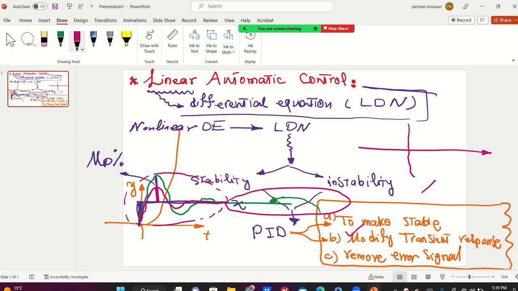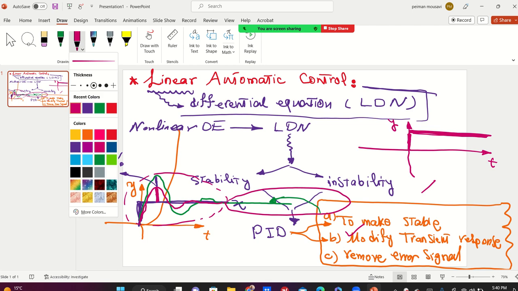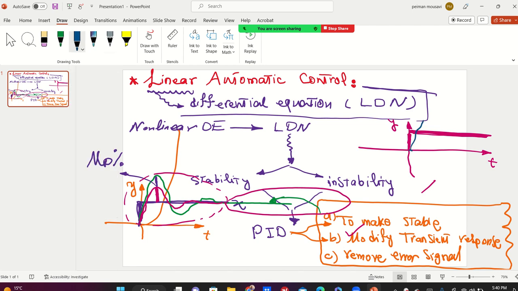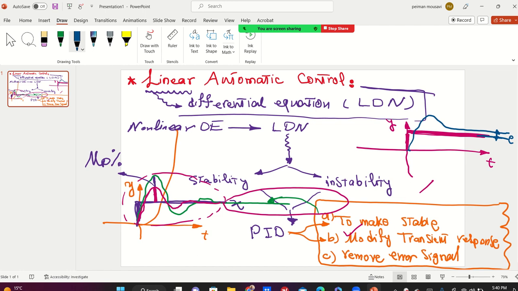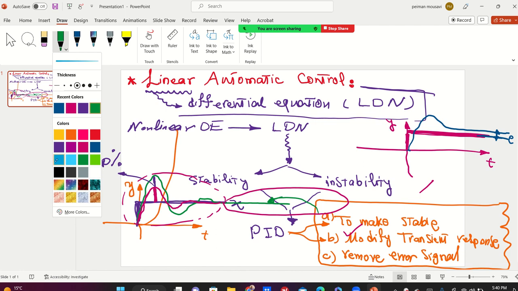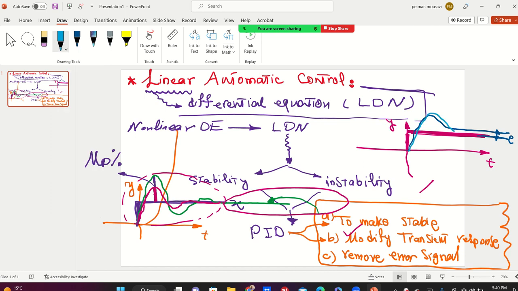I'm giving you a big picture of this course, okay? y(t) is the output of the system. You want it to follow the input step function. Sometimes you design a controller, but at the end you get this. Here you have a steady state error signal e. So you want to design a controller that gives you this finally: remove the error signal, see?